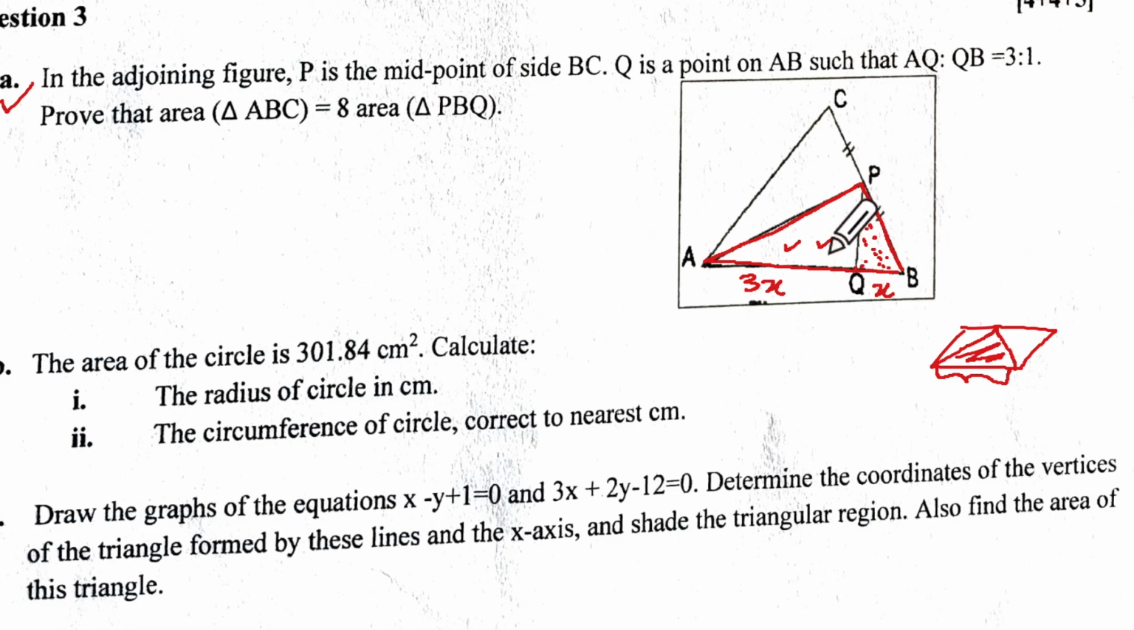So this area will be half base into height. This triangle will be half this base and height. Height will be the same, no? So height will get cancelled, right?